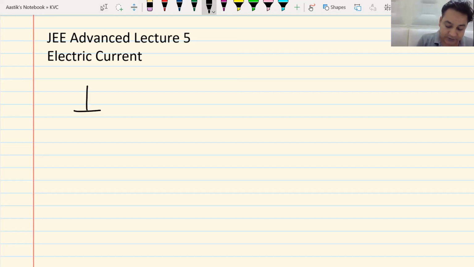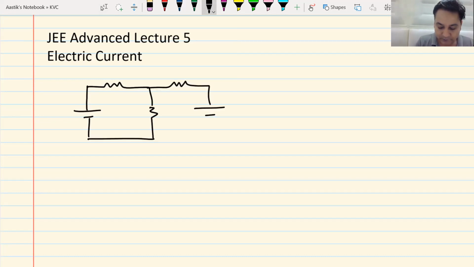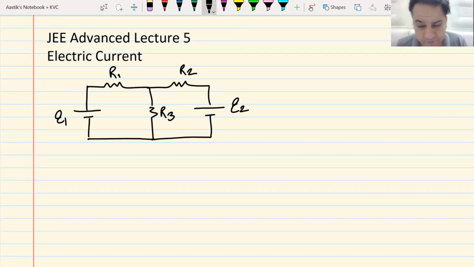If you ever get a question like this, and this is the most general form of circuit that you will get, just make it general. This is E1, this is E2, this is R1, this is R2, and this is, let us say, R3. If I ask you what is the current in each branch, how do you solve a question of this nature? That is my first question.